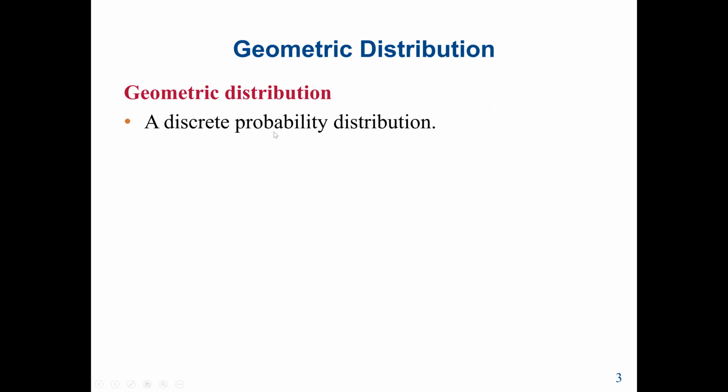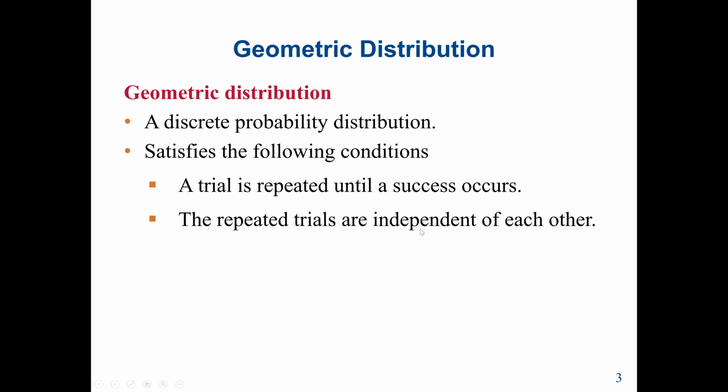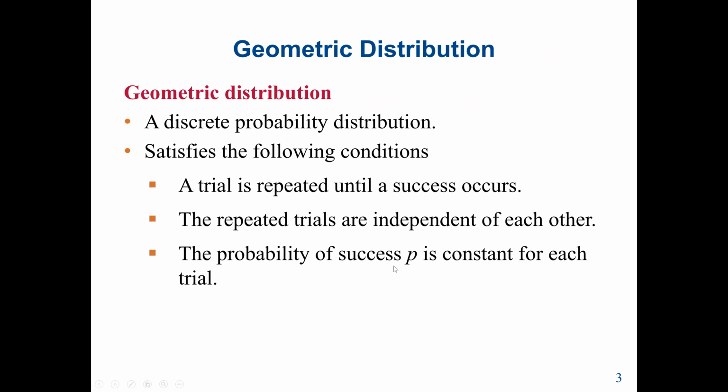Here we say a discrete probability distribution. So again, a geometric distribution is a discrete probability distribution, which means the random variable is based on counting. Also, it satisfies the following conditions. A try is repeated until a success occurs. Also, the repeated tries are independent of each other. And also, the probability of success P is constant for each try.